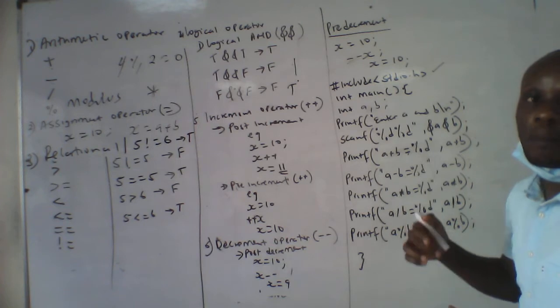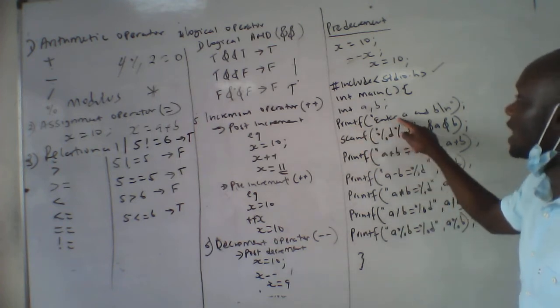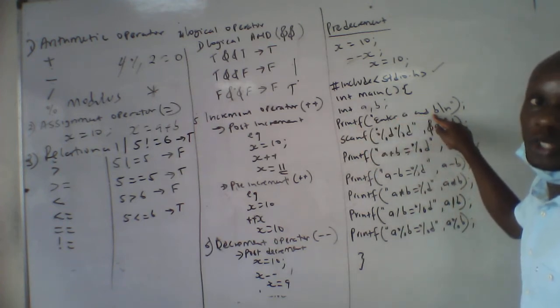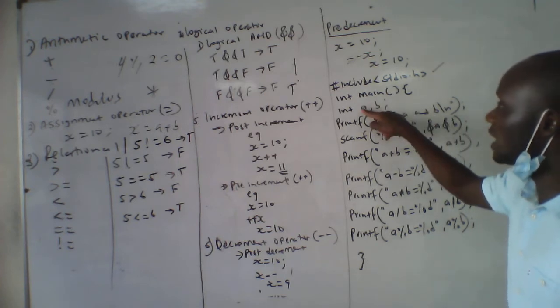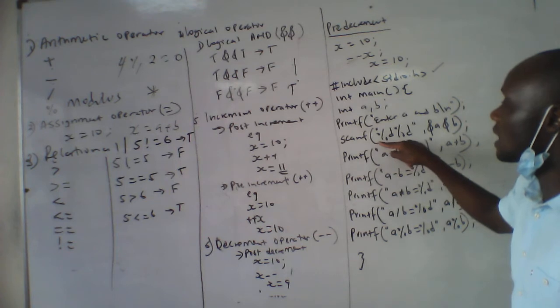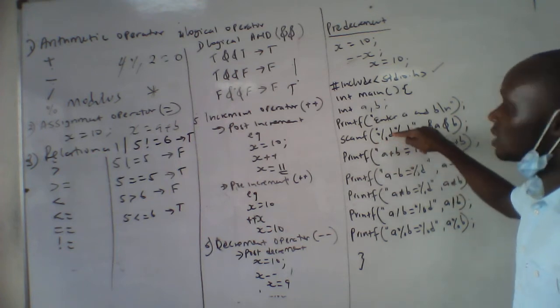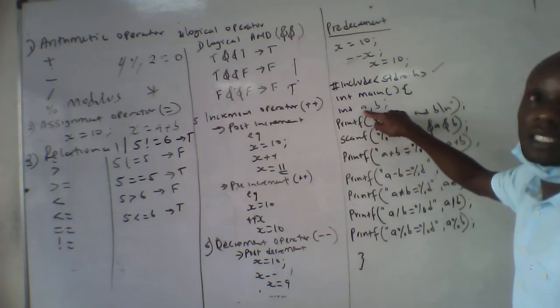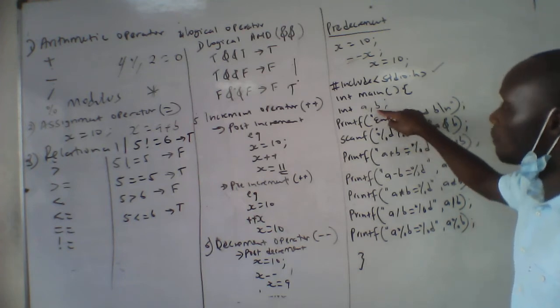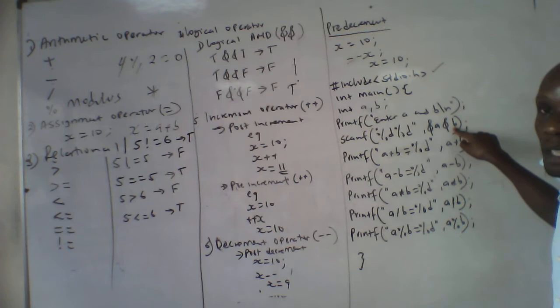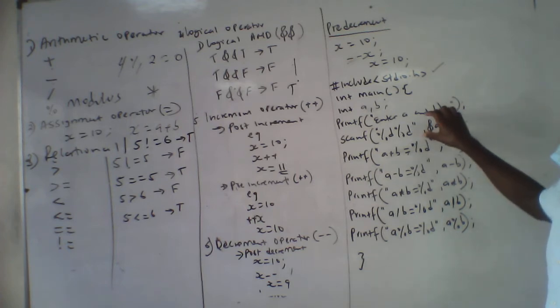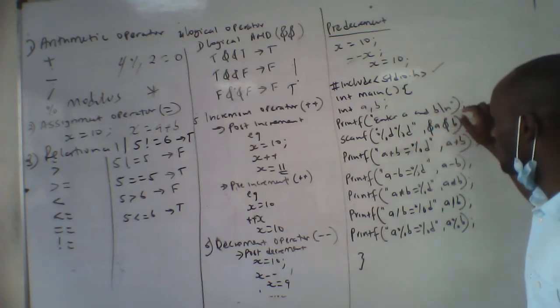Then I'm prompting someone to enter a number. Printf, enter a and b. You enter any value in the form of whole numbers. Those values are going to be stored in a and b using this scanf. Scanf, modulus d because of integer. Modulus d, another one is for b because b is an integer. Then ampersand a, ampersand b. One for storing the value of a, and that is for storing the value of b.